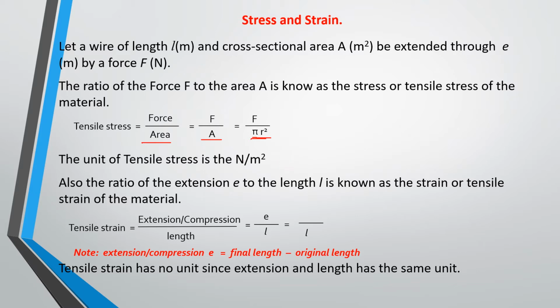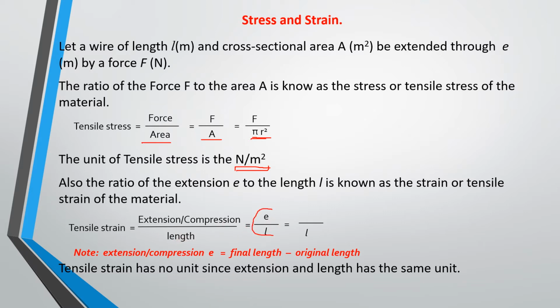Okay, so stress is equal to Newton per meter squared, and that is force over area. Beyond stress, you also have what is called strain. Strain is the ratio of the extension to the length of the material. So that is strain, or tensile strain, of the material. Tensile strain is equal to extension or compression all over length.